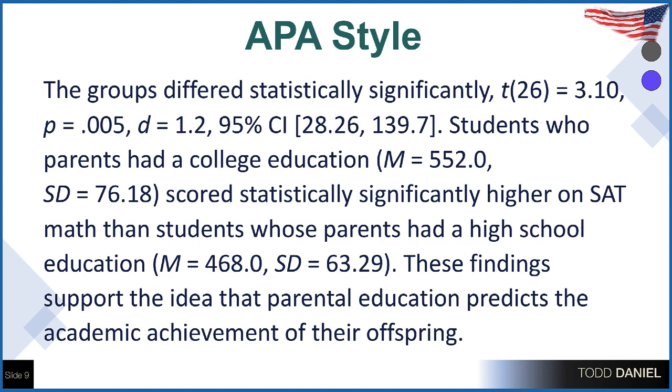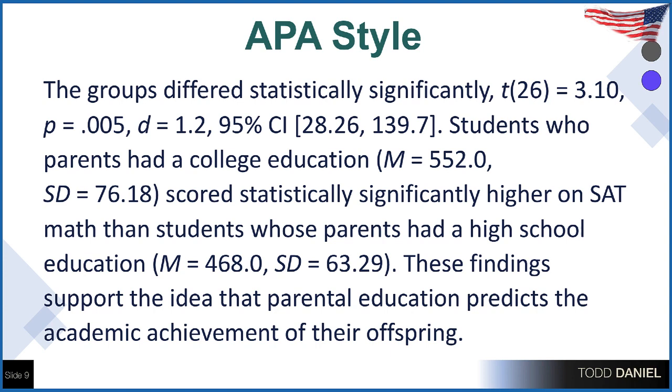So first, I'm saying, what is the result? The groups did differ statistically significantly. Always work in that phrase. I've written up the results of the t-test. The t-value with degrees of freedom, the p-value, the d, Cohen's d, is my effect size, and my confidence interval in brackets. And then I say what that means, and I want to include my means and standard deviations when I talk about each group.